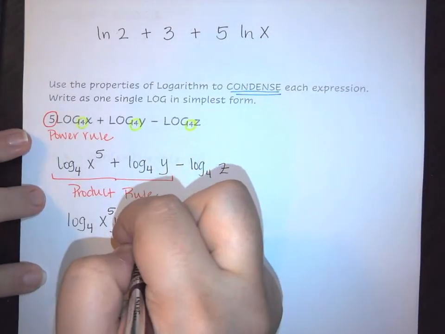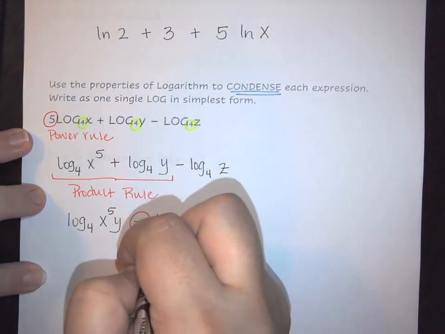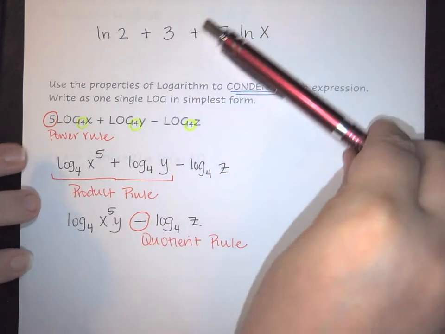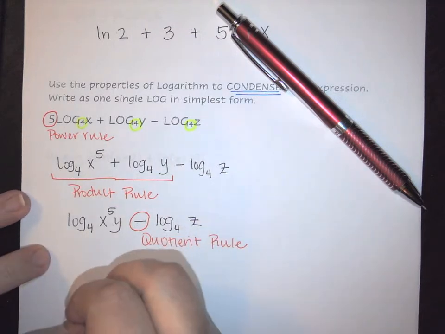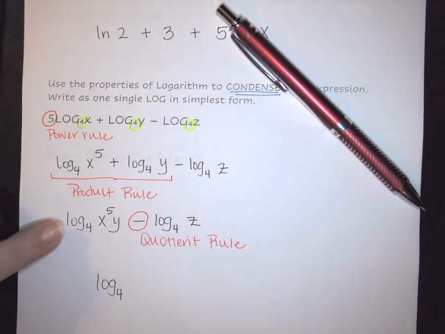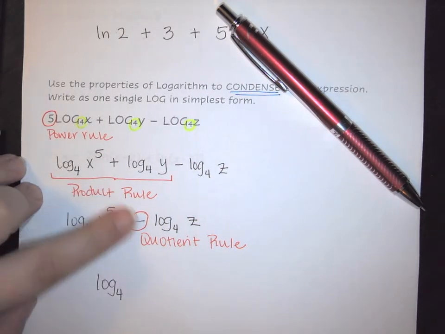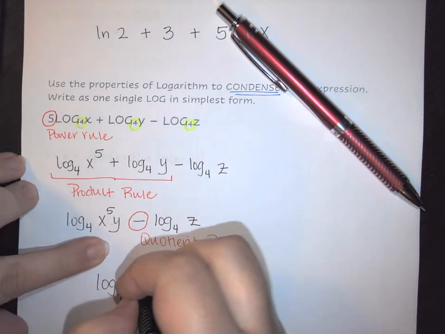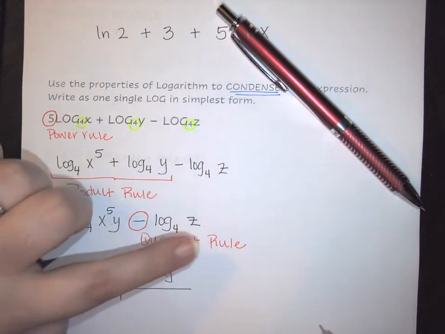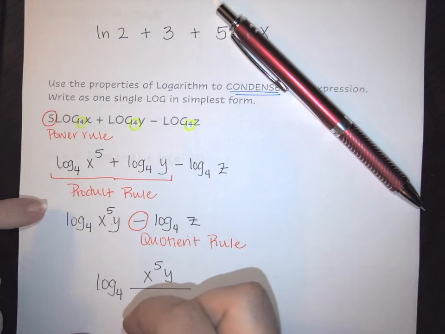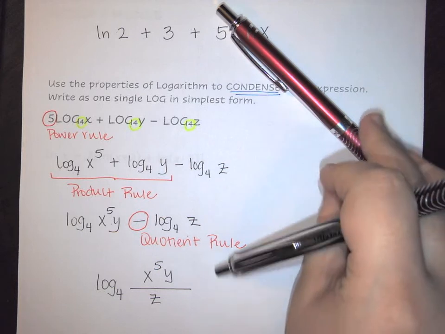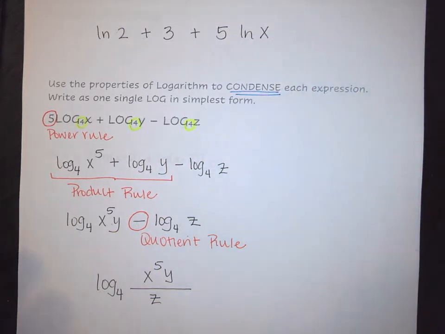The last thing we have is this subtraction piece right here, which is your quotient rule. And so that quotient rule says that we are now again going to condense down, so we've got the log base 4. The stuff on the left hand side is going to be your numerator, so this is going to be x to the 5th y. And then the stuff on the right hand side is your denominator, so this is going to be over z. And that is our condensed version of this exponential problem.